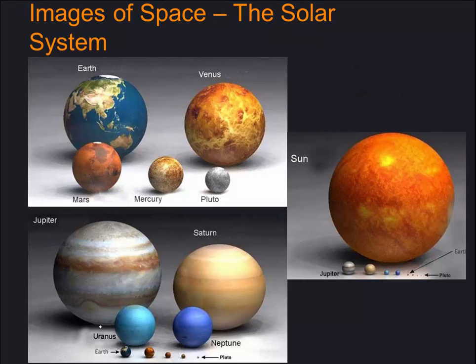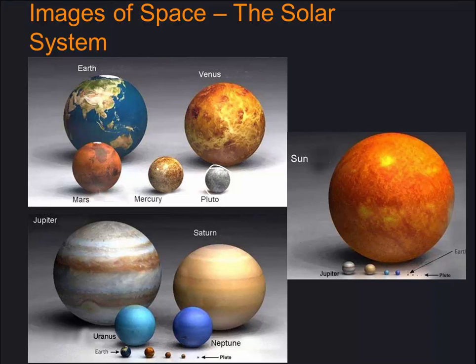Okay. Now, we're going to take a little bit closer look at our solar system, and I do want to run through this really quick. We have inner planets, outer planets, and the sun, and then some other junk floating around as well. So this top picture up here shows us the inner planets plus Pluto. We'll talk a little bit about Pluto.